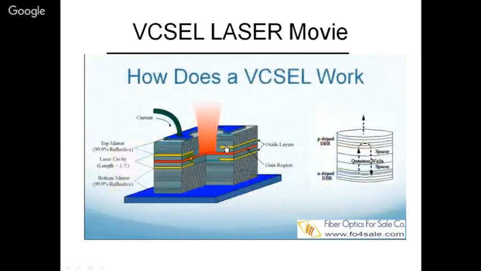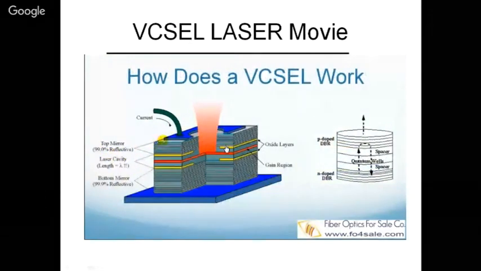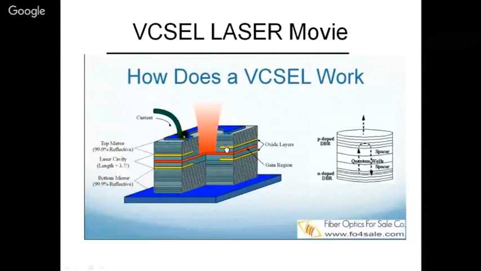A VCSEL laser is typically composed of several layers. The top layer is the electrical contact for current injection. The next layer is the high reflectivity top mirror, which has a 99% reflectivity. This layer is made of DBR, which stands for Distributed Bragg Reflector. Then the next layer is an oxide layer, which constructs a light emitting window, so the light beam can be optimized into a circular beam.